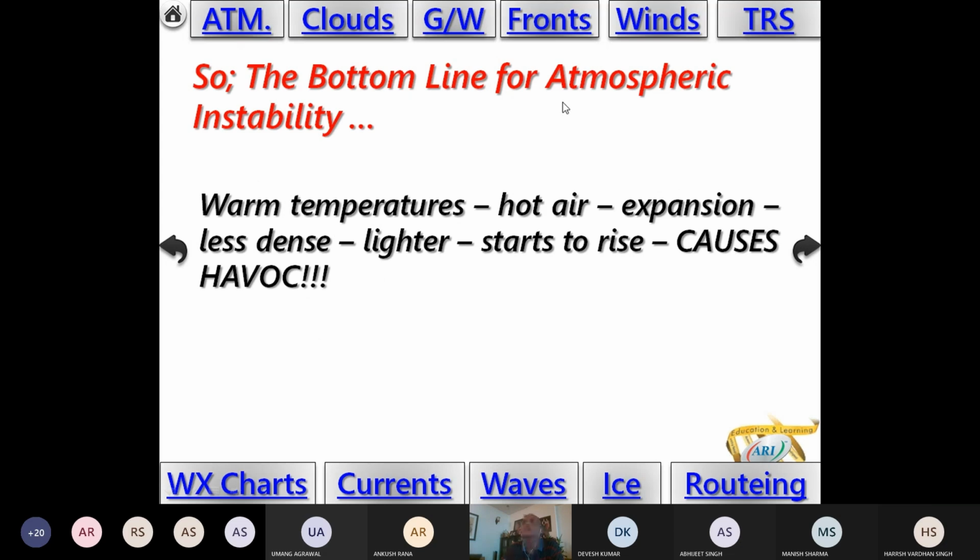Very simple, we are only concerned with bad weather. Good weather, why should we complain about it, right? So warm temperature, hot air, expansion, less dense, lighter, starts to rise, causes havoc. The bottom line.